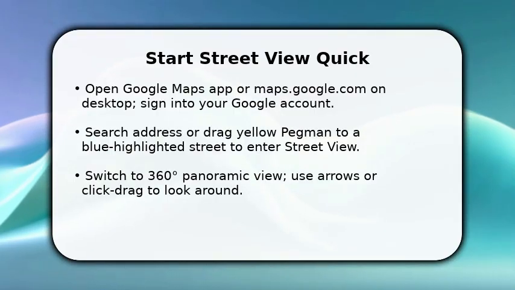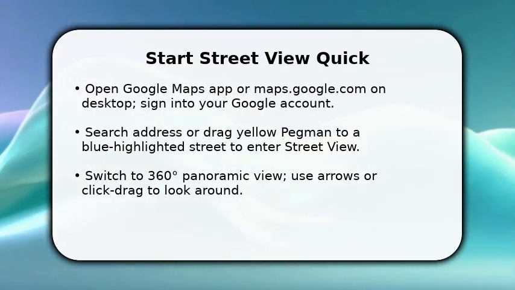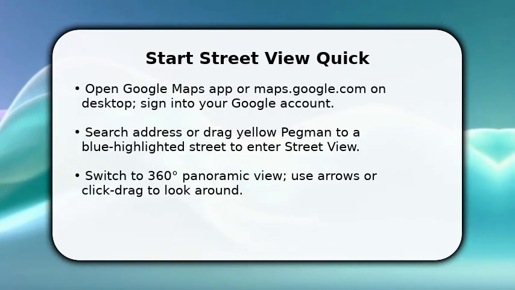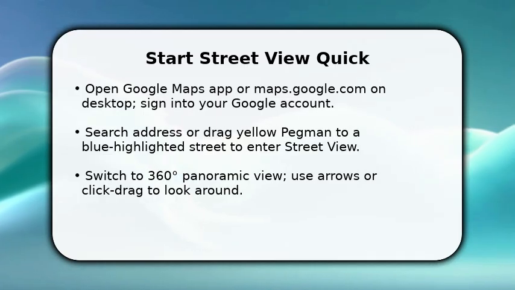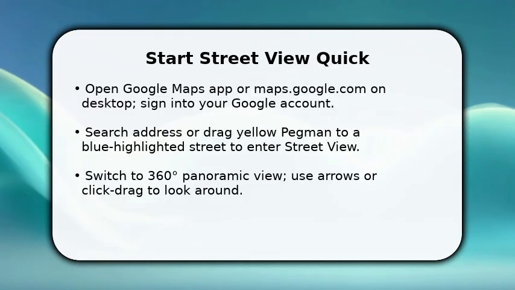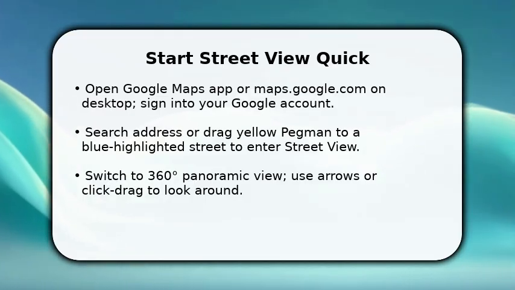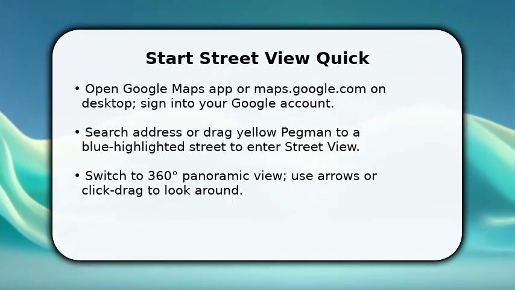You start by opening Google Maps and signing into your account so your history and saved places sync. Search the address or zoom to the area, then drag Pegman onto any blue highlighted street to drop into Street View. Once placed, click and drag to pan in 360 degrees, use the on-screen arrows to move along the road, and scroll or pinch to zoom. Make sure to toggle between Map and Street View to orient yourself before deeper exploration.